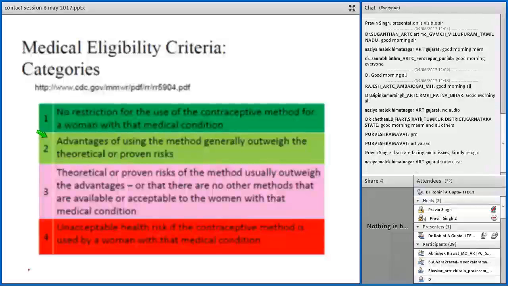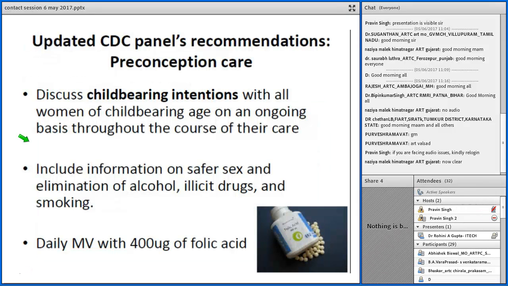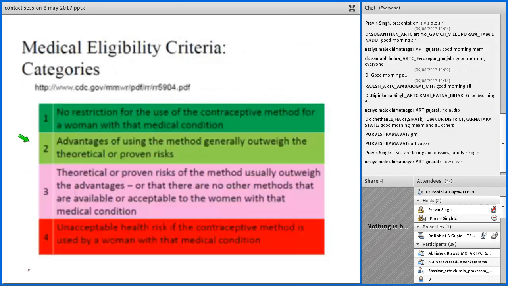This is the medical eligibility criteria category, which is seen in CDC. So the best category is 1 or 2. 1 is there is no restriction of use of the contraceptive method. And 2 is the advantages of using the method outweigh whatever theoretical risks are there. What should not be used is 3 and 4. So let's see what is the criteria for various.